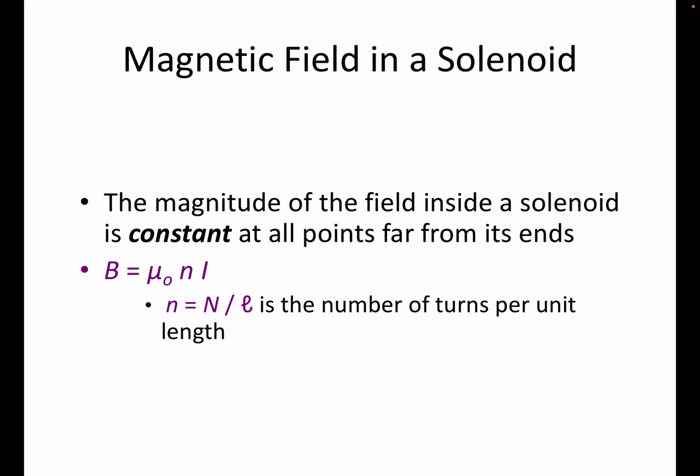The great advantage of a solenoid is a strong, constant magnetic field inside it. The magnitude of this field is given by the simple equation mu0 n I, where n is the number of turns per unit length. This shows the field strength depends on the current and how tightly the wire is wound. This concludes our discussion of electricity and magnetism.